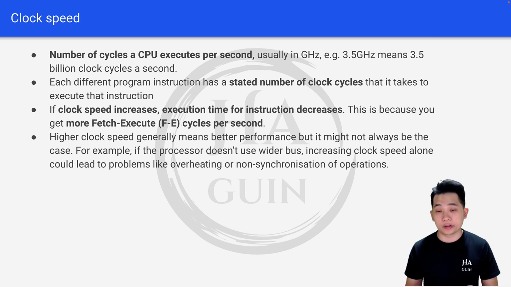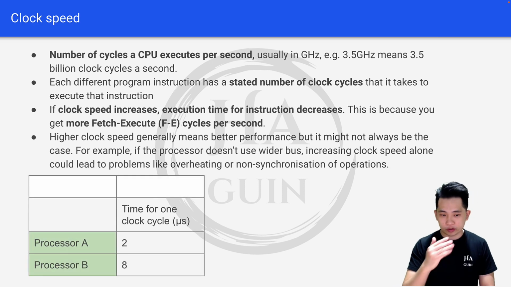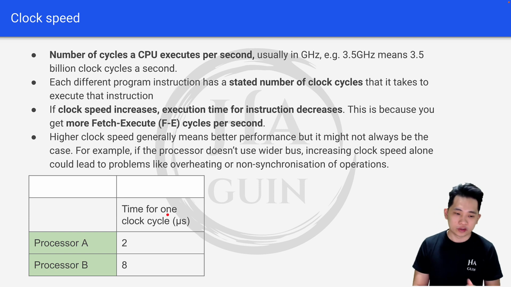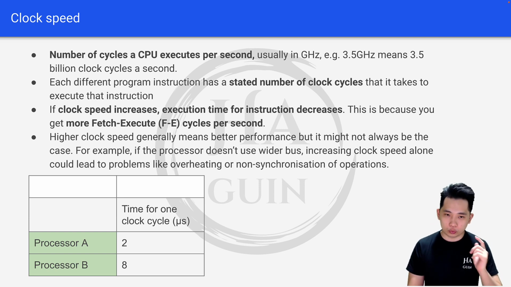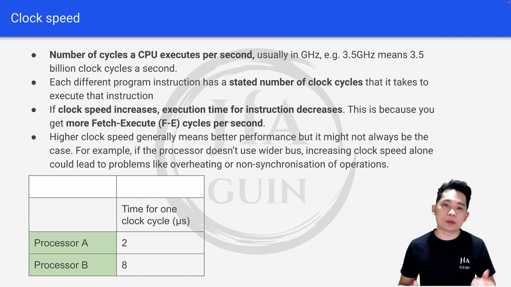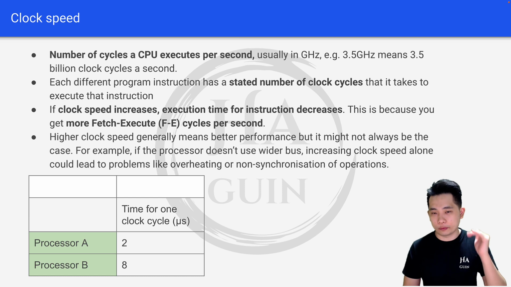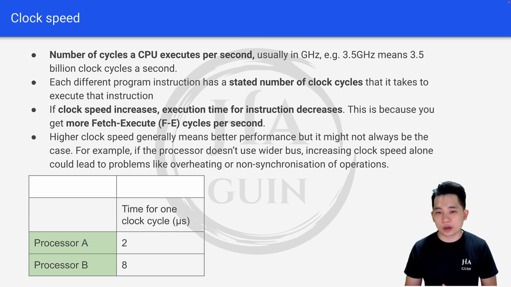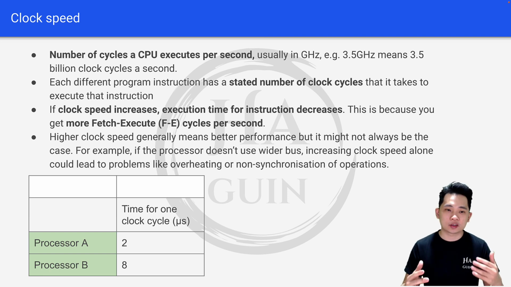So let's look at one practical example. We have processor A and processor B, and this column indicates the time for one clock cycle in microseconds. Processor A takes 2 microseconds to finish one clock cycle, and processor B takes 8 microseconds to finish one clock cycle. So in terms of clock speed, which processor has a higher clock speed? The answer definitely will be processor A, because processor A only takes 2 microseconds to finish one clock cycle, whereas processor B takes 8 microseconds. Just think of it this way: one student takes 2 hours to complete one assignment, and the other student takes 8 hours. Definitely student A will have a higher speed compared to student B.